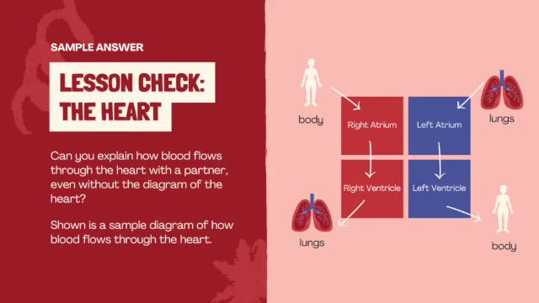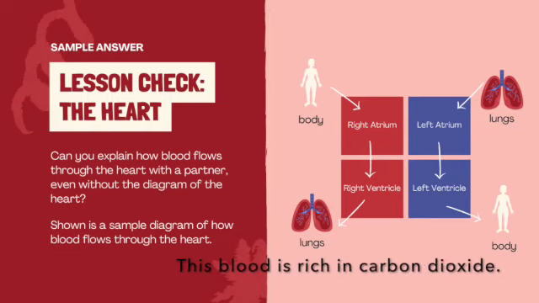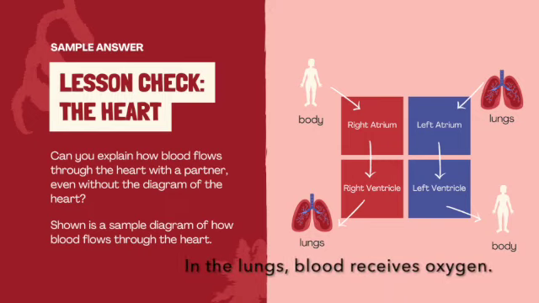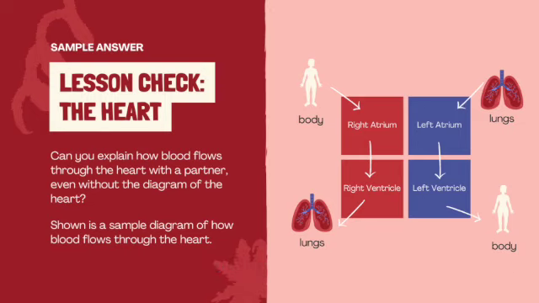This is a sample diagram of how blood flows through the heart. From the body, blood flows to the right atrium. This blood is rich in carbon dioxide. The blood then flows to the right ventricle and to the lungs. In the lungs, blood receives oxygen. It then flows to the left atrium. From there, blood is pumped into the left ventricle and starts its journey again throughout the body.